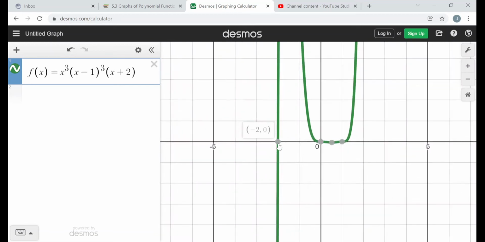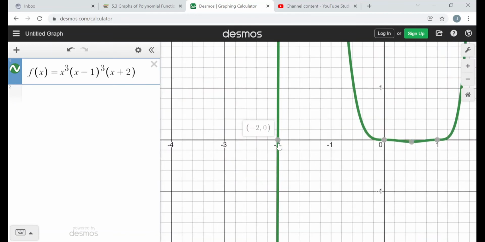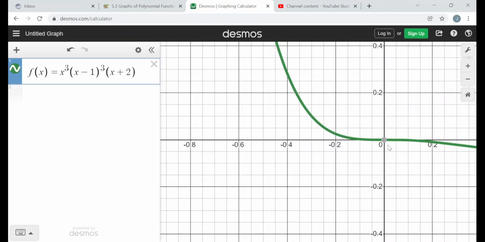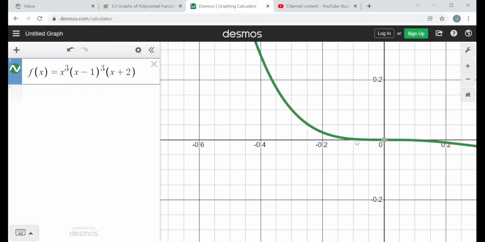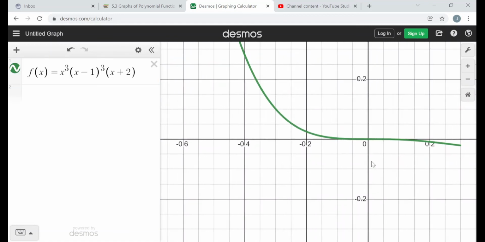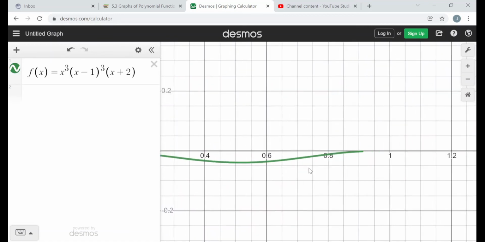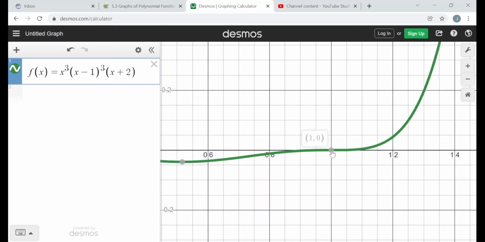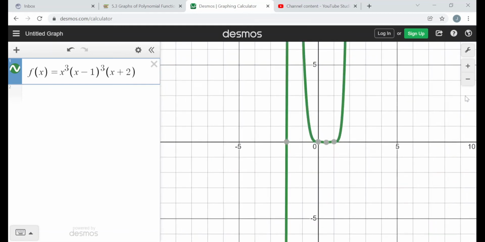And you see at (-2, 0), it crosses straight through, right? The multiplicity was 1. At (0, 0), it doesn't cross straight through. See, it kind of curves a little more like a cubic. Right? It still crosses over though, because it has odd multiplicity. And then the same thing happens at x = 1. See, it's not coming in like a straight line. It's coming in like a cubic, right? More curved. Right? But it still does cross over, because again, the multiplicity is odd.